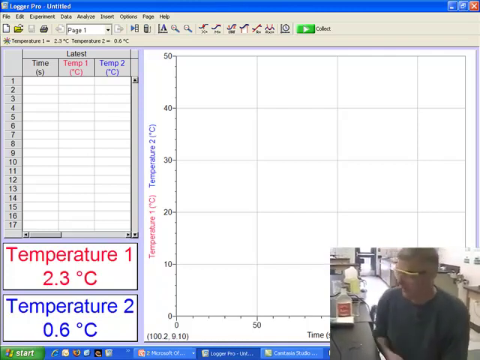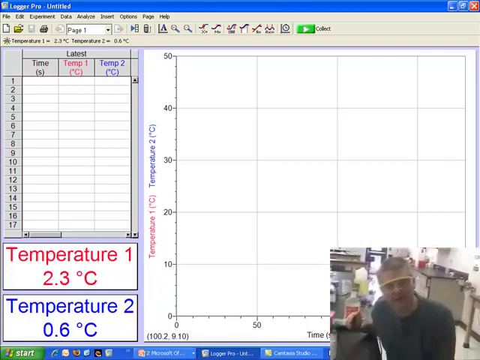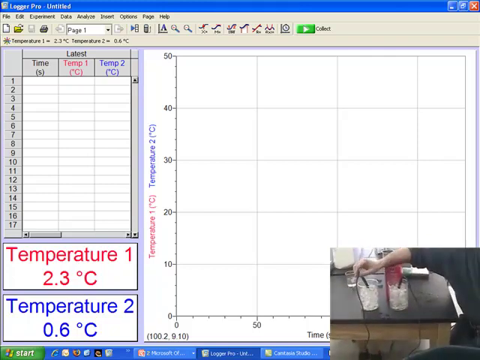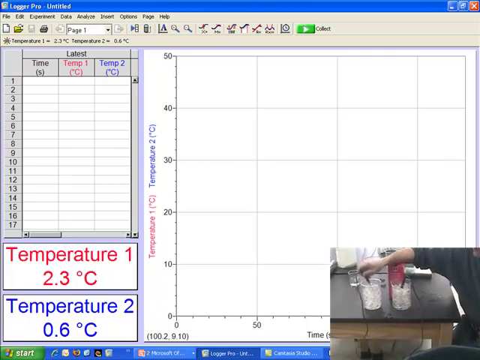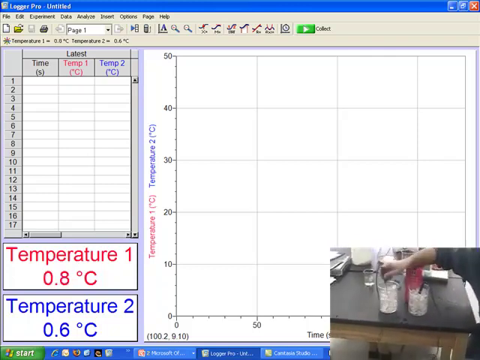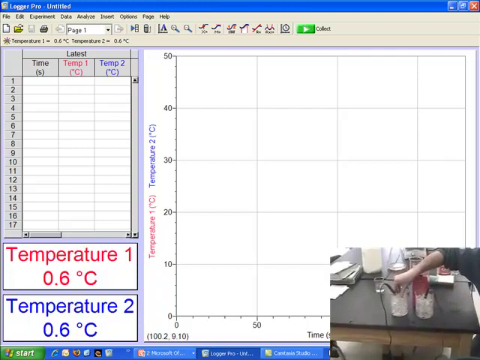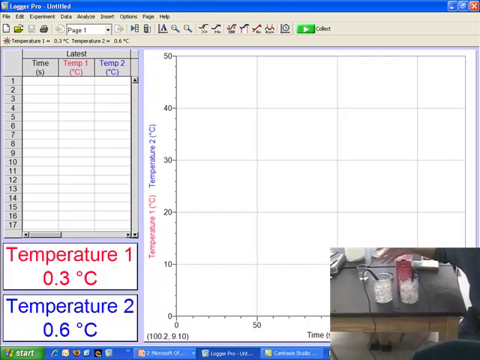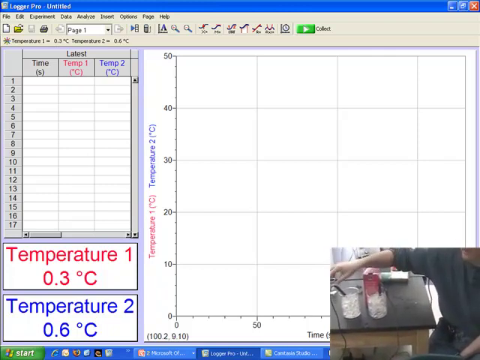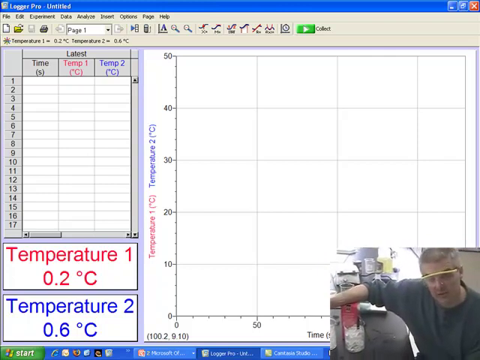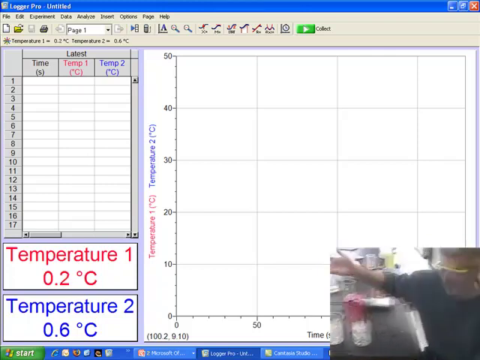Well, I'm back again. And now, instead of having boiling water, I have just some ice. If you look at the temperatures, they are roughly around 0 degrees. We got 0.6 for temperature 2 and 2.3 for temperature 1. This is beaker 1, and it probably needs to cool down a little bit more, and we need to let some ice melt. And then we have beaker number 2. Oh, there we go. Now they're both right around 0.5-ish. So they're about 0 degrees, which you would expect. The ice is melting, so the temperature should be roughly around 0 degrees.